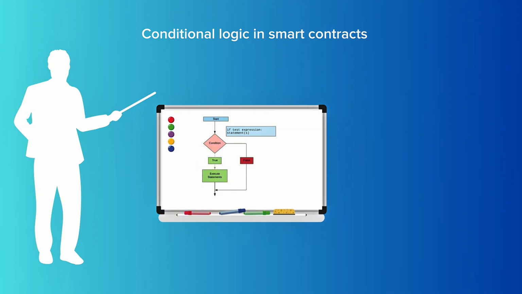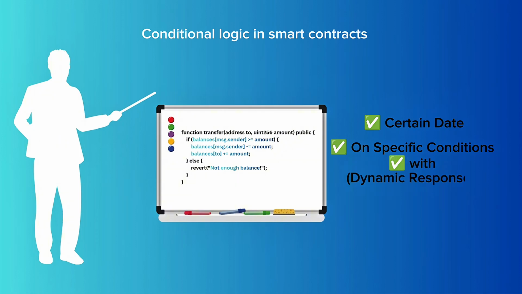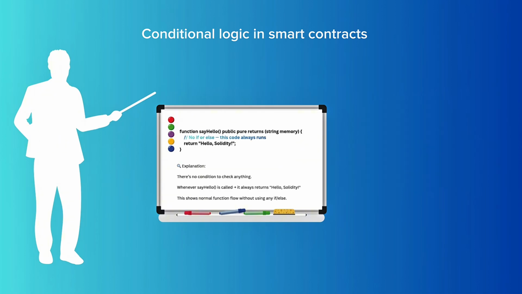Conditional logic is critical in smart contracts. It lets contracts enforce rules and make choices. For instance, you might only allow a token transfer if the sender has enough balance, or only let a function run after a certain date. Conditional statements allow smart contracts to execute code based on specific conditions, enabling dynamic responses, as one Solidity guide explains. Without conditionals, a contract would run the same code path every time, with no flexibility or security checks.